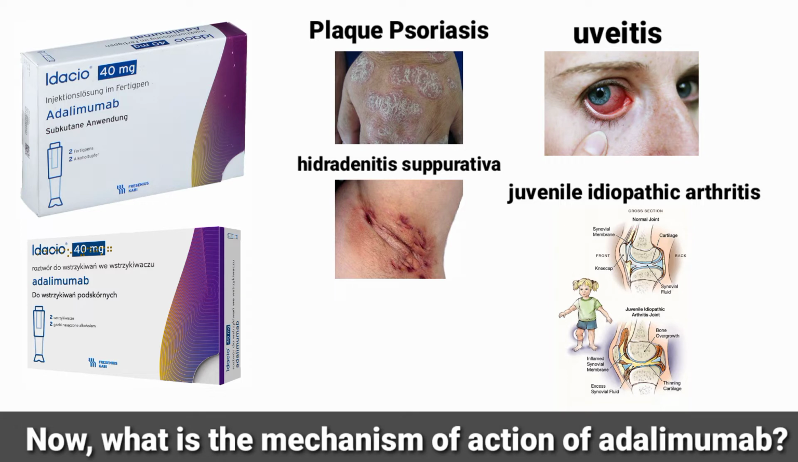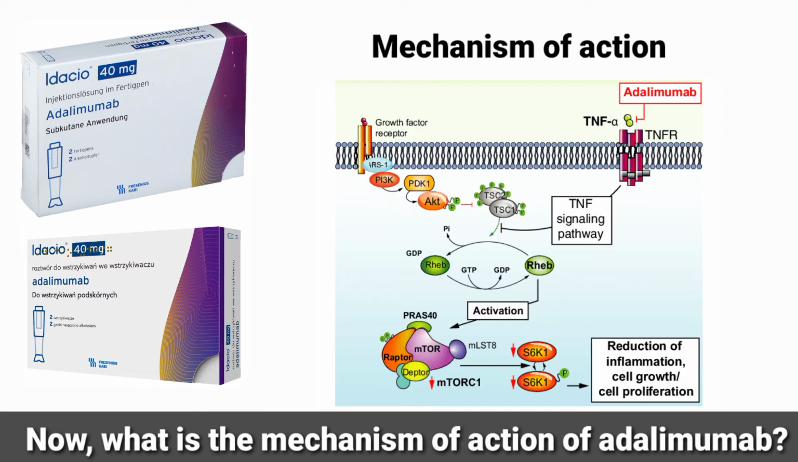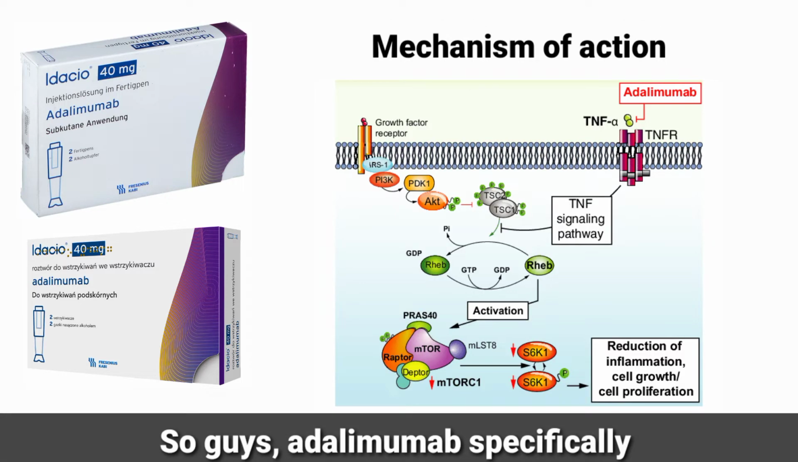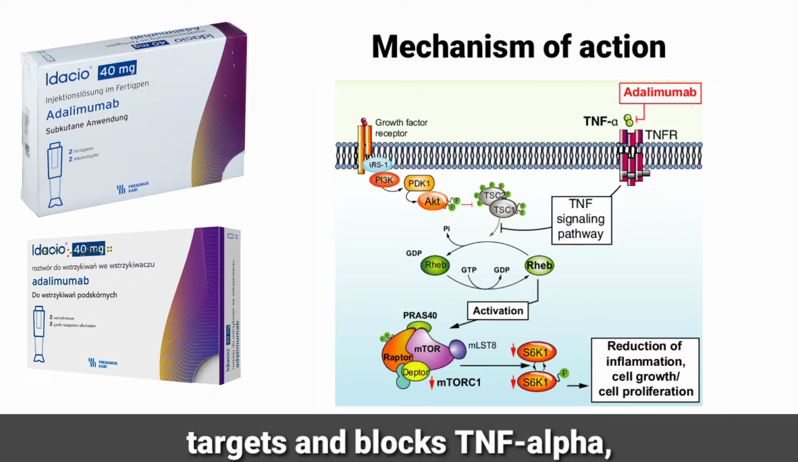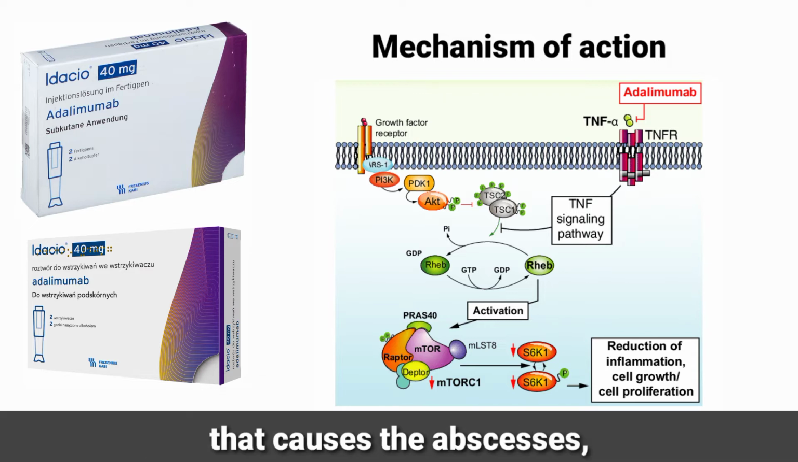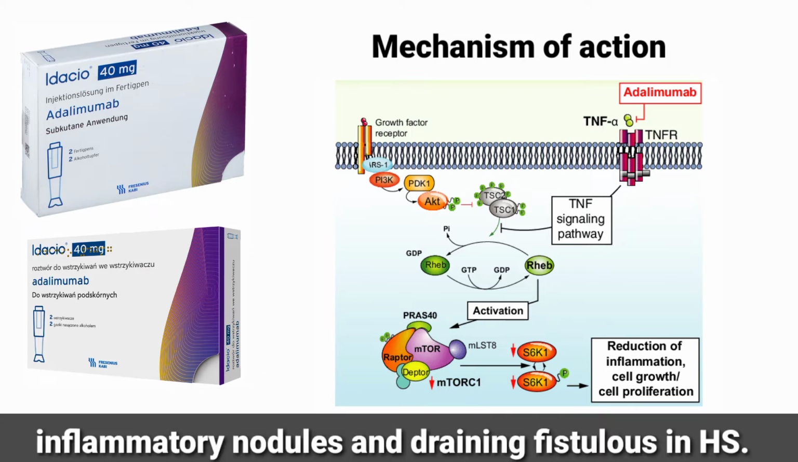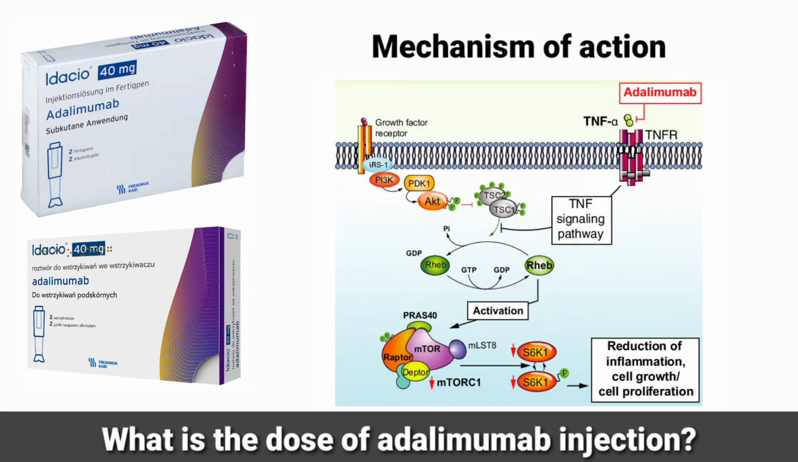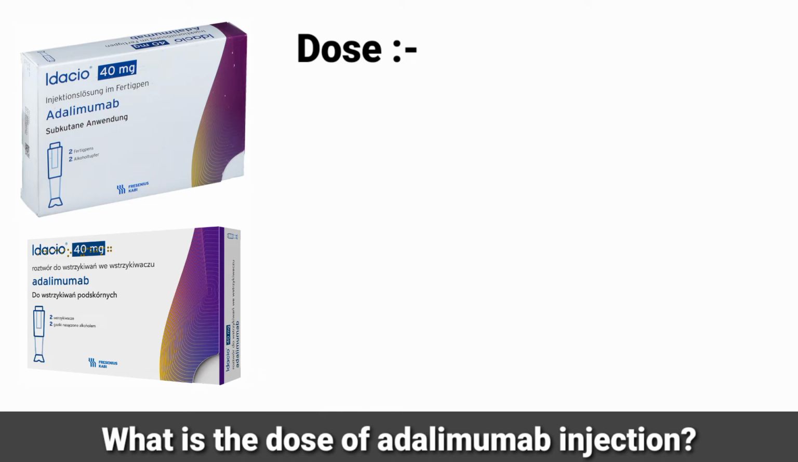Now, what is the mechanism of action of adalimumab? So guys, adalimumab specifically targets and blocks TNF-alpha, which contributes to the inflammation that causes the abscesses, inflammatory nodules, and draining fistulas in HS.